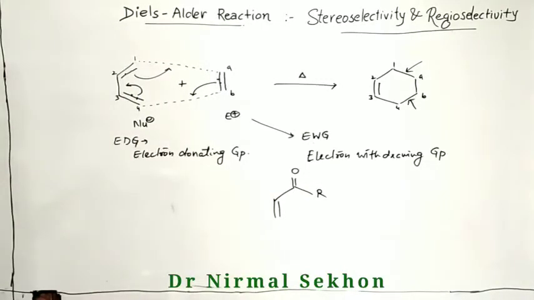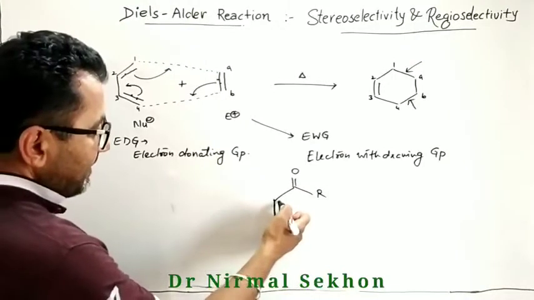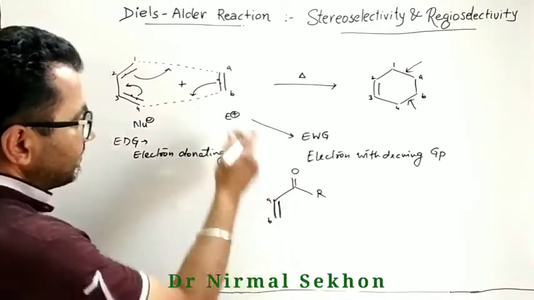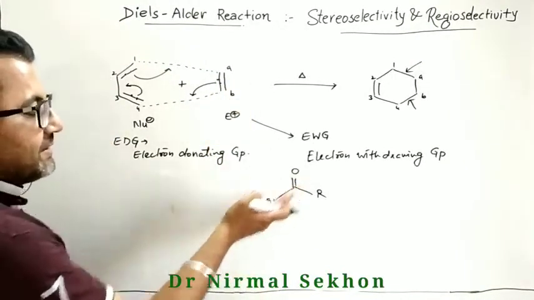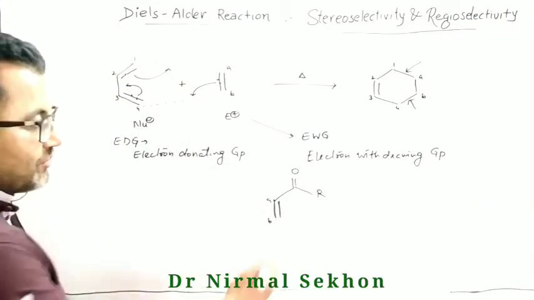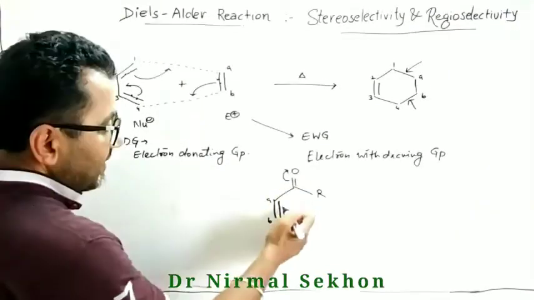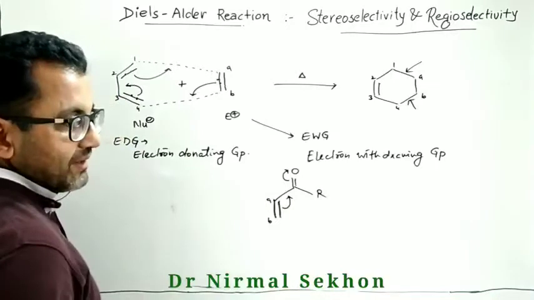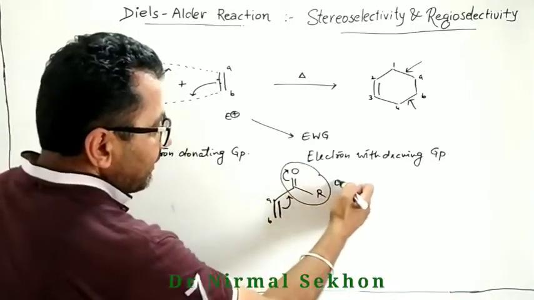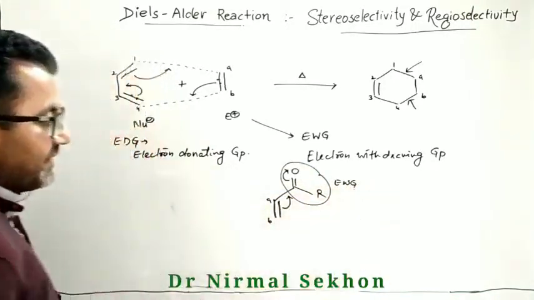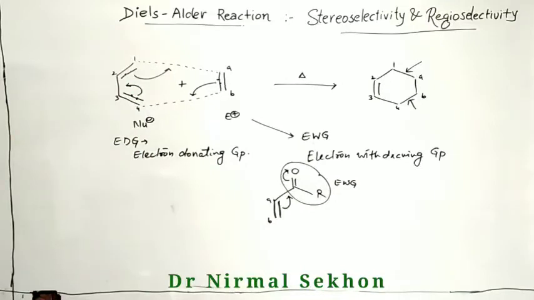Is it an electron withdrawing group? This is your dienophile, this is A, this is B, and we attach a C double bond O group. So this group is obviously electron withdrawing, so it obviously increases its reactivity.